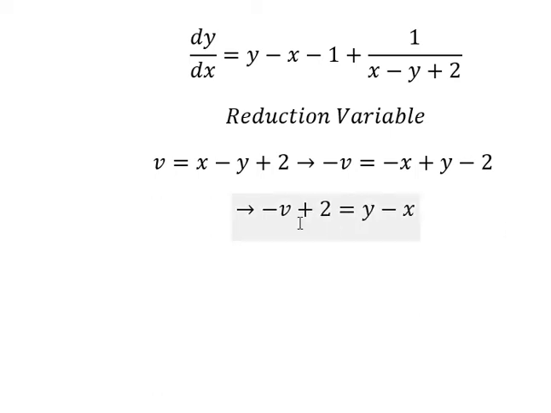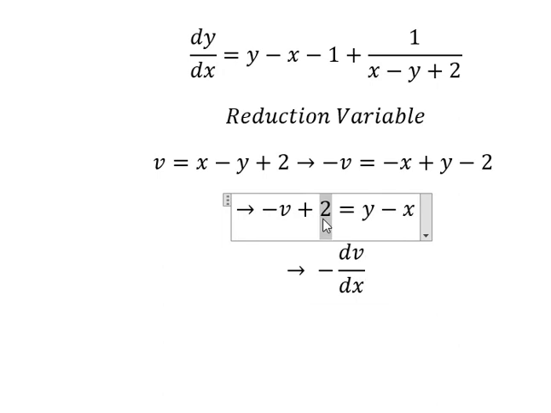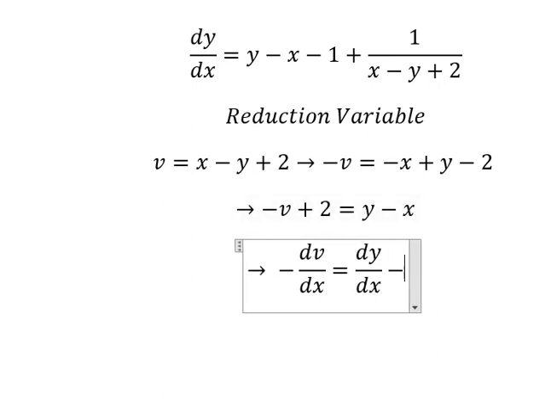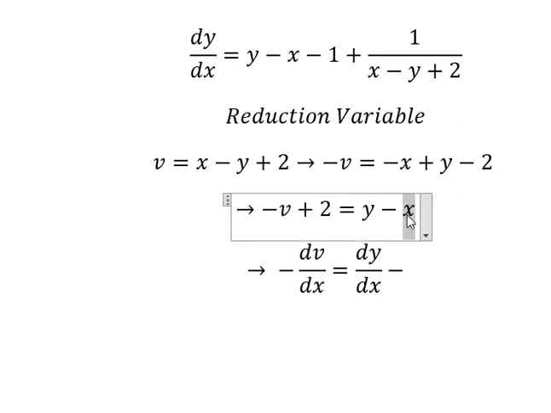Next, we need to do first the derivative for both sides. This one we have number 1, so we have negative dv over ds. This one is a constant, so you get 0. This one we have number 1, so we have dy over ds. This one is a variable, so we have number 1.